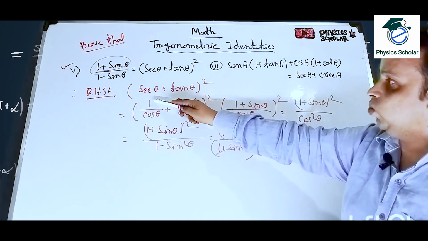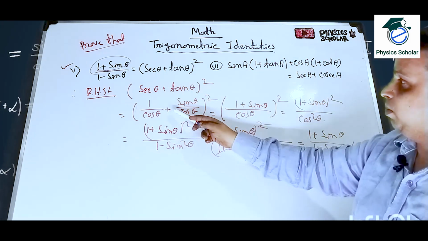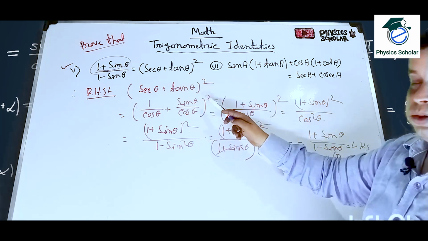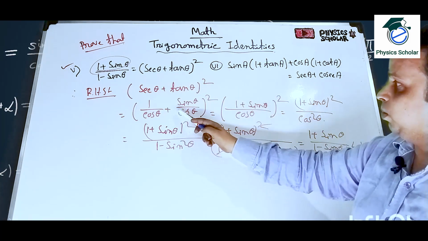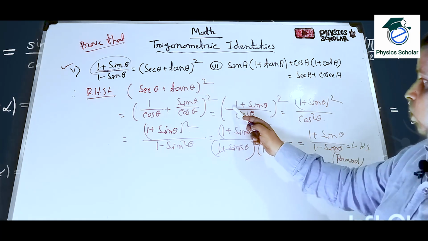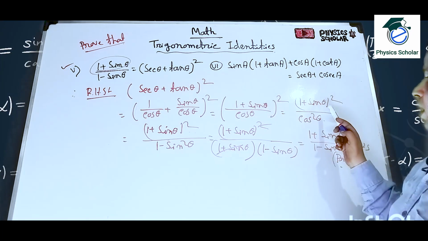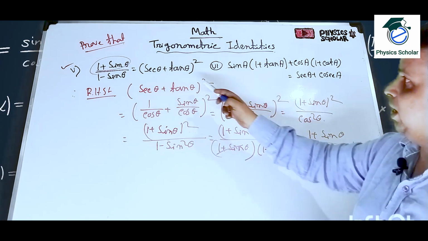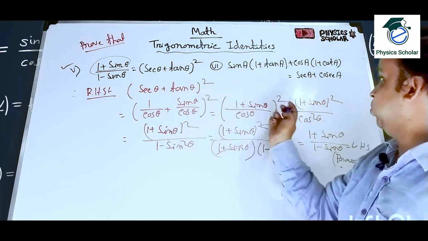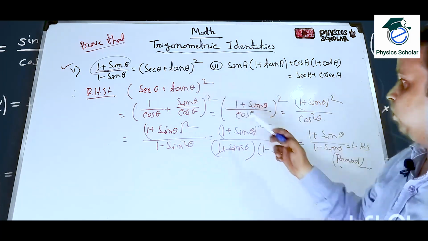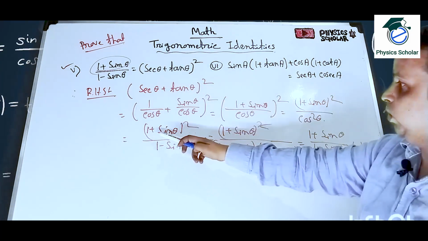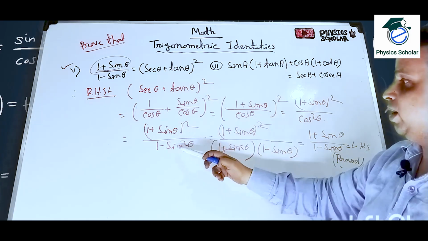So sec theta means what? 1 by cos theta, plus sin theta by cos theta, tan theta means, whole square. So now the LCM is cos theta, so it is 1 plus sin theta, that means (1 plus sin theta) whole square by cos square theta. So 1 plus sin theta has already come, it is whole square, but we are not changing it.